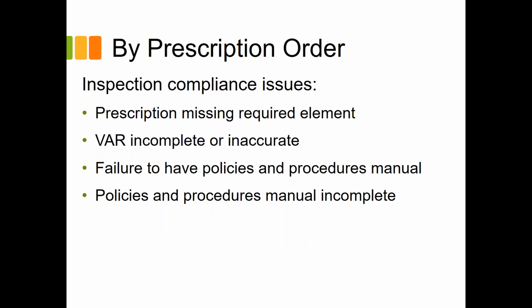Some of the compliance issues we've seen related to prescription order include prescriptions missing the required elements. It's most likely the route is not on there, or the dosing schedule if it requires one. Incomplete or inaccurate VAR. And then failure to have a policy and procedure manual or being unable to locate it. Again, we allow them to be electronic, but you need to be able to pull them up and find them during an inspection. And then the policy and procedure manual might be incomplete. It doesn't cover all the topics needed. Another one would be not following your policy and procedure manual. An example of that would be not asking the patients to stay around to be observed.